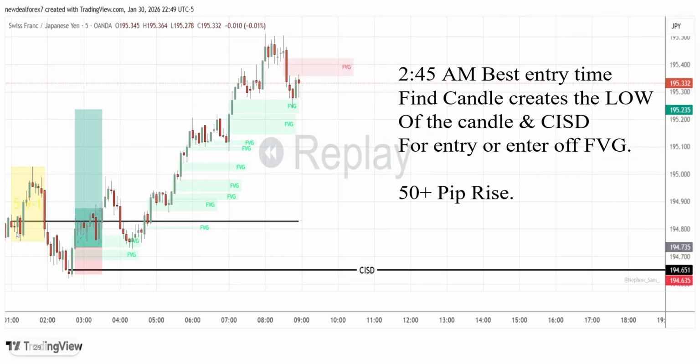But this right here is the 1 a.m. candle. So price did have an initial low right here before it got closed above right here. So that was a great one. But then the real low came right here. So the best entry would have been at 245.